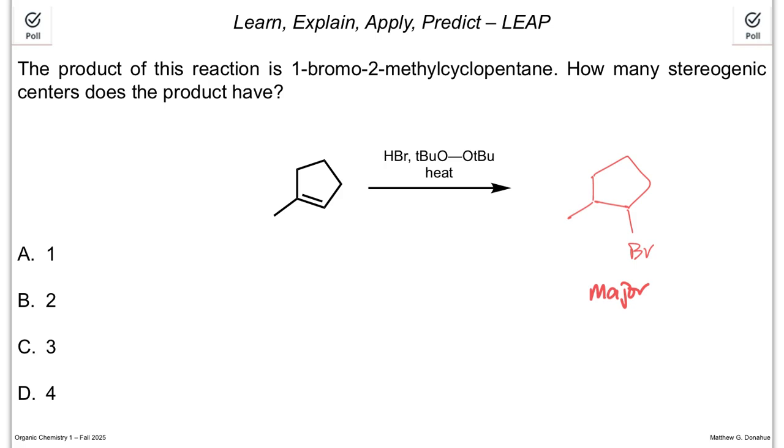So how many stereogenic centers does the product have? So it has 2. And that leads to 4 possible stereoisomers.